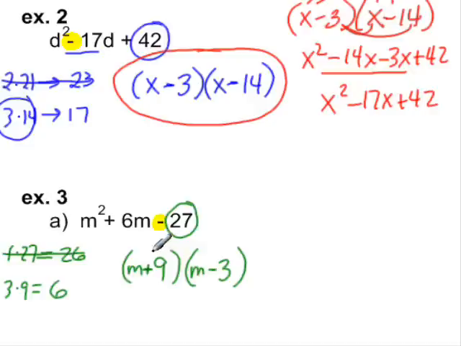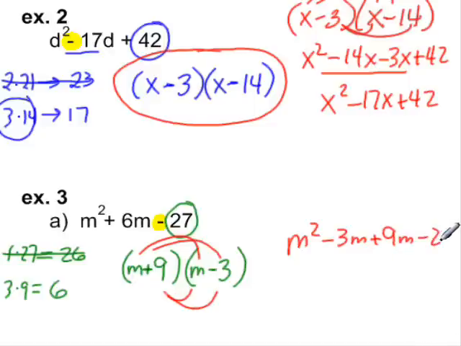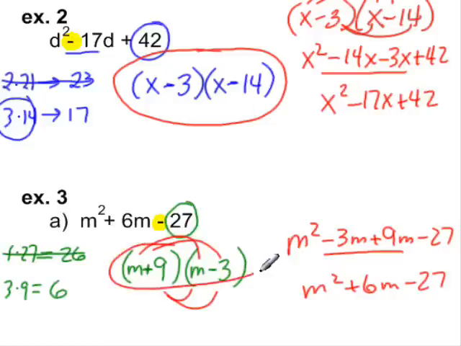Checking our answer. We multiply. M times m would give me m squared. M times negative 3 is negative 3m. 9 times m is 9m. And 9 times negative 3 is negative 27. Combining like terms is definitely going to give me the positive 6 that I need. And so I know that m plus 9 and m minus 3 are my two binomials.